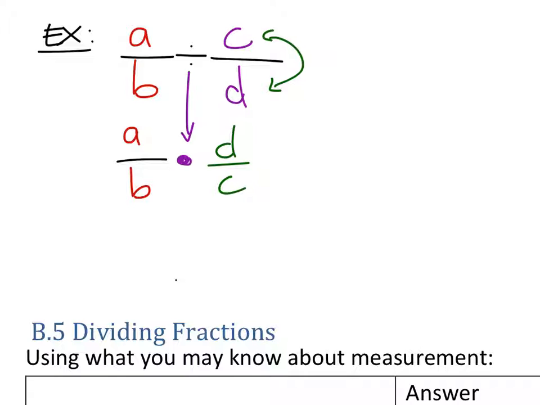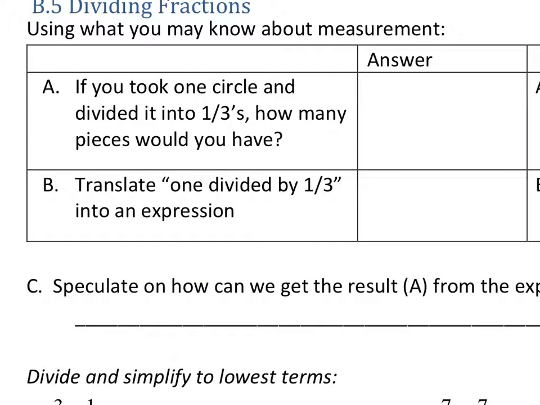Now on this next one, using what you know about measurement, if you took one circle and divided it into thirds, how many pieces would you have? 3, right? You took one circle and divided it into 3 parts. So this one, of course, would be 3 pieces. B asks for the translation 1 divided by 1/3. So 1 divided by 1/3 would be the expression.